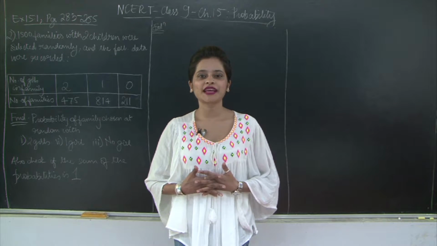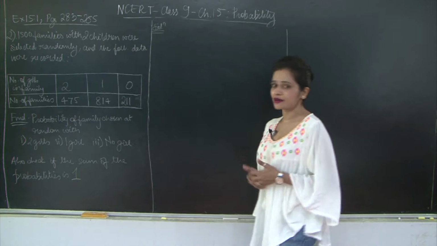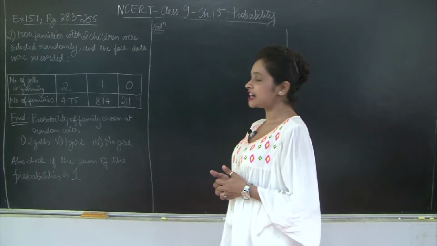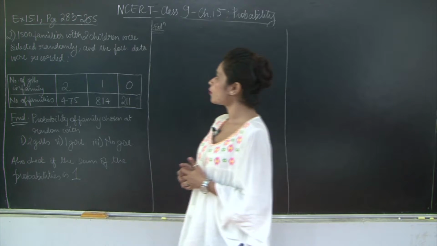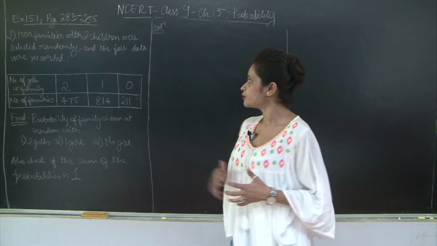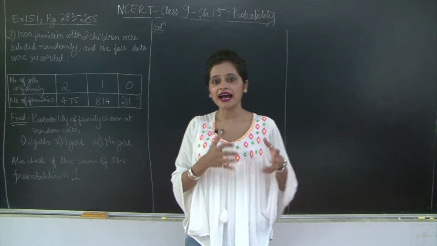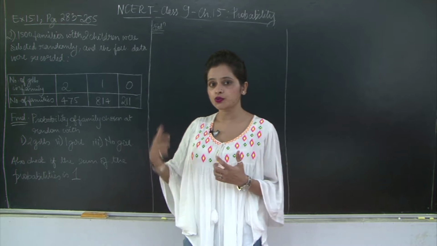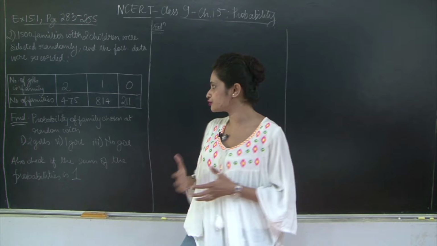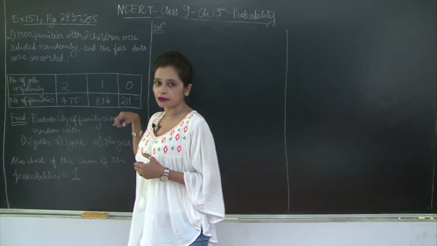Students, let's proceed with exercise 15.1 of chapter 15, question number 2. Again, a very simple one. 1500 families with 2 children were selected randomly and the following data was recorded. So there were 1500 families selected wherein each family had 2 children. The kind of family that we chose was such that every family had 2 children, and this is the data that was recorded in a tabular format.